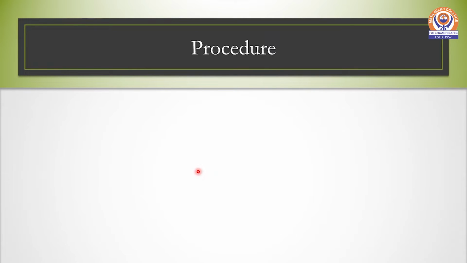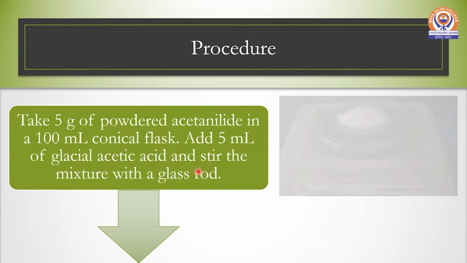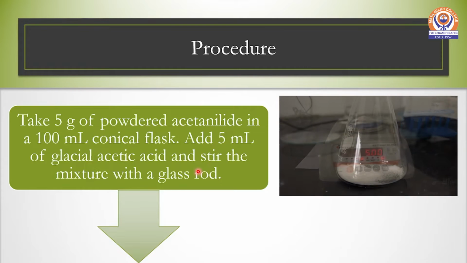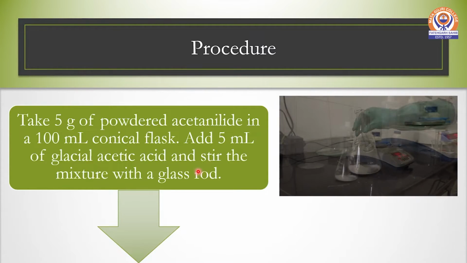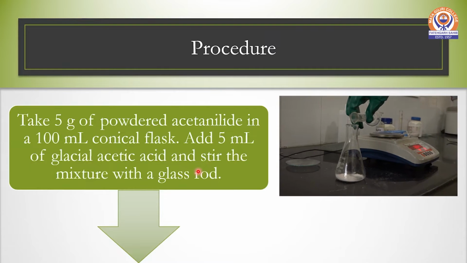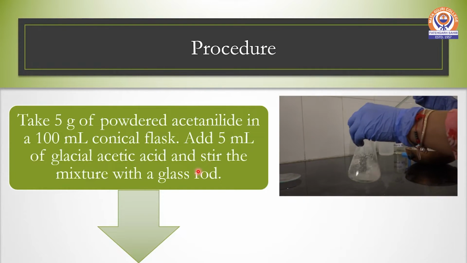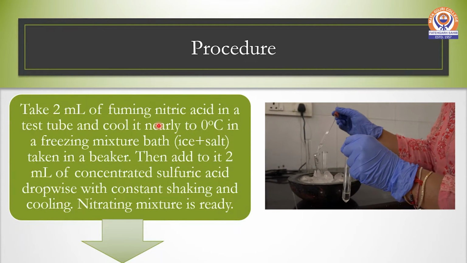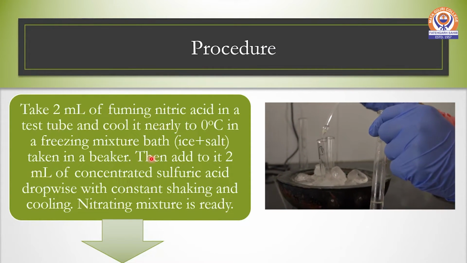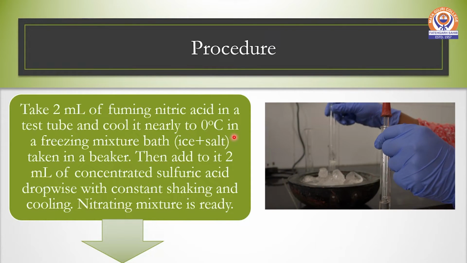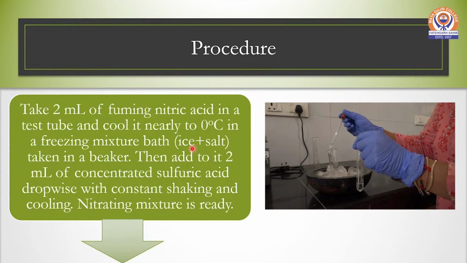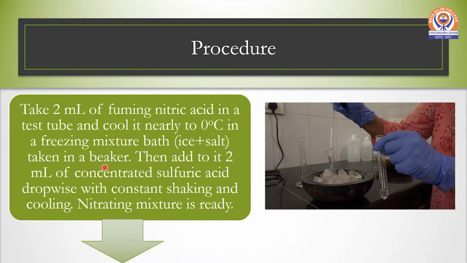So let us see how we will proceed for the synthesis of para-nitroacetanilide. We'll first take 5 gram of powdered acetanilide in a 100 ml conical flask, to which we will add 5 ml of glacial acetic acid and stir the mixture with a glass rod. In the next step, we will take 2 ml of fuming nitric acid in a test tube and cool it nearly to 0 degrees centigrade in a freezing mixture bath, which is nothing but a mixture of ice and salt taken in a beaker.